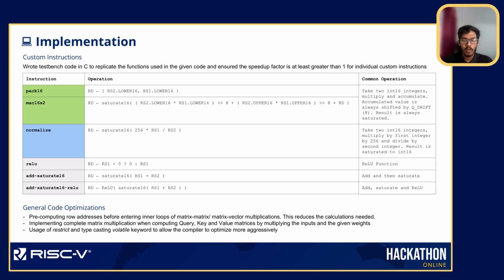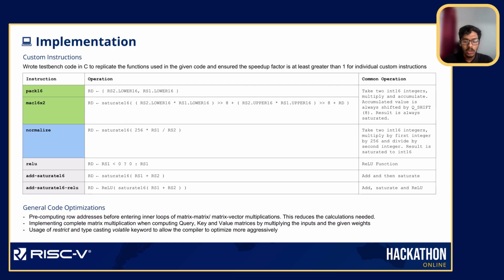Next, we have ReLU for performing the ReLU function in a single cycle without branching. Then add and saturate to perform both operations in a single cycle. Then add, saturate, and ReLU to perform all three operations in a single cycle. So once we have implemented all these custom instructions, we have to optimize the C code itself.